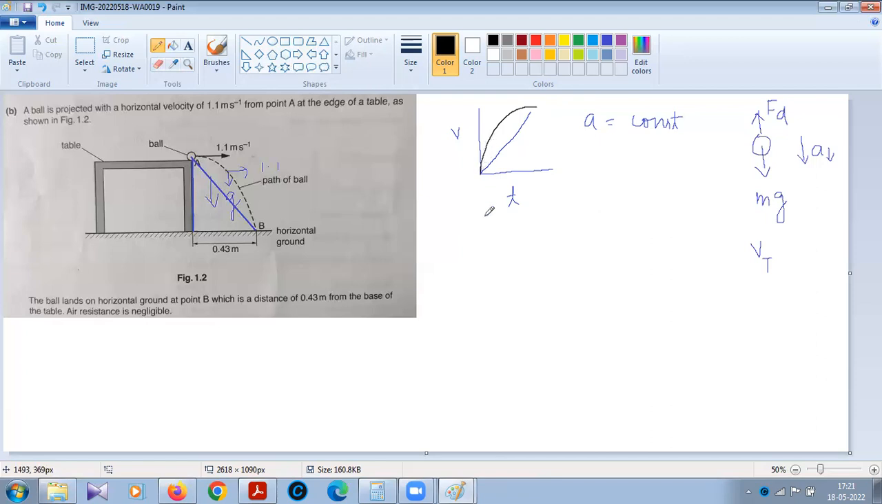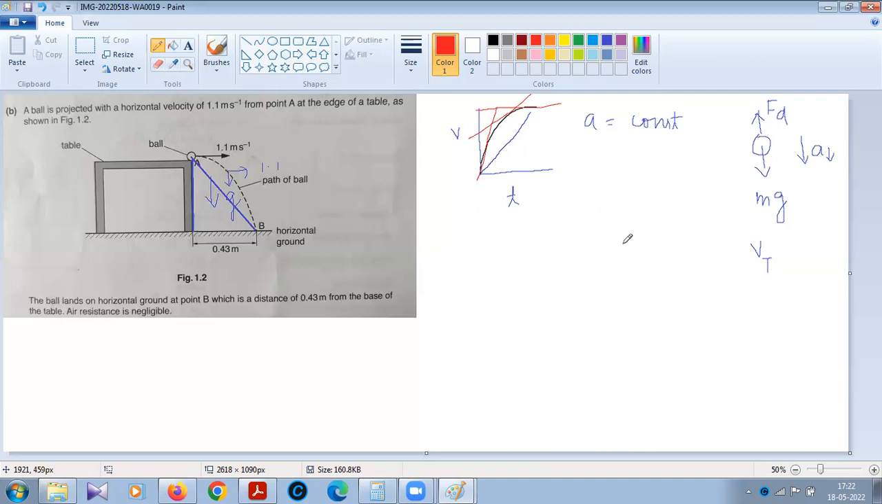If I find out the gradient at this point, it is like this. When I'm going here, the gradient is like this. At that point, the gradient is like this. So the angle is decreasing, and if the angle is decreasing, tan theta is also decreasing. And tan theta is nothing but the value of the acceleration. So the other way around can also happen.